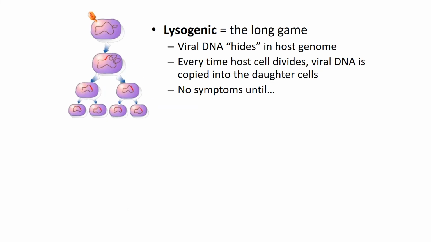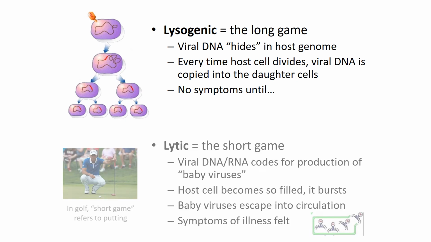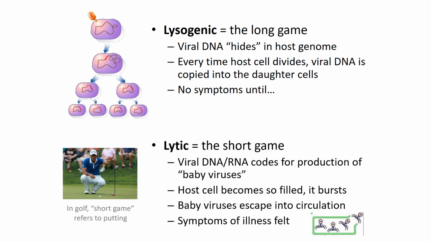A lysogenic life cycle of a virus is called the long game. It's when viral DNA hides within the host cell genome, such that every time the host cell divides, it reproduces, and viral DNA gets copied into the daughter cells. And this could produce no symptoms. You're just accumulating more and more cells in your body with this viral DNA that's hiding. And you might not have symptoms until something triggers the virus to become active and switch into its lytic life cycle.